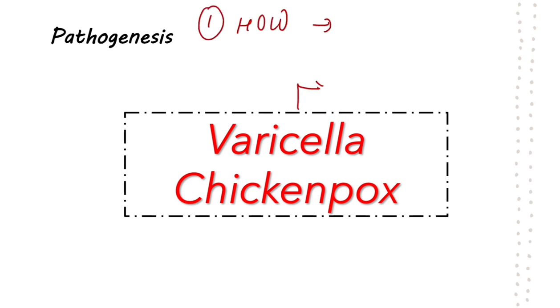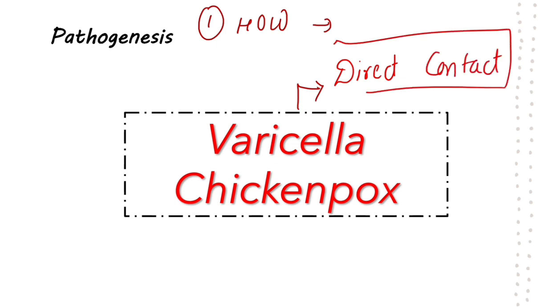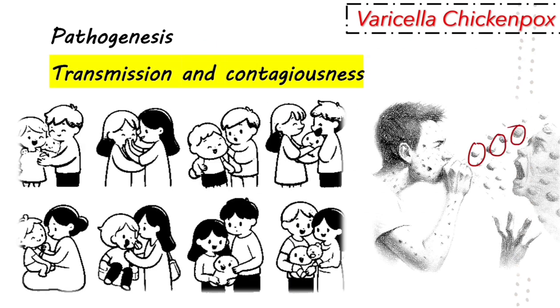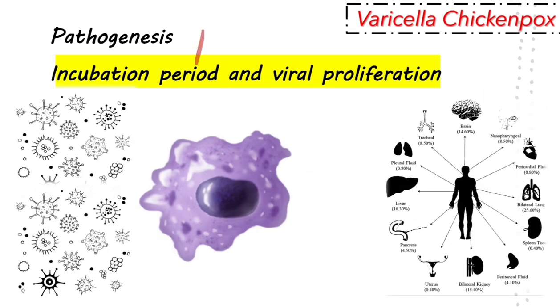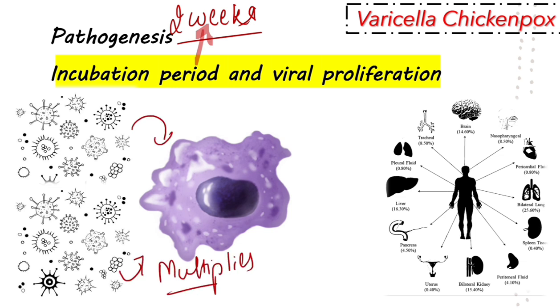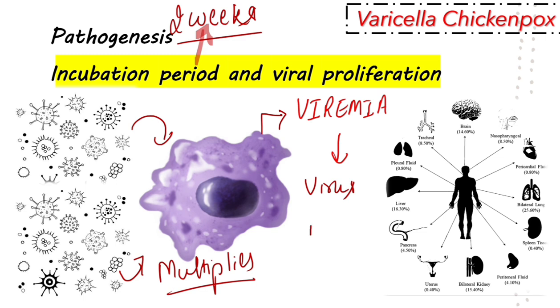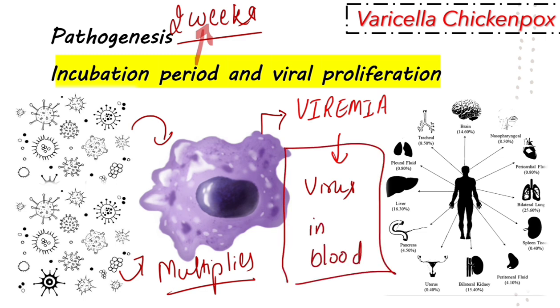Now, varicella is primarily transmitted through direct contact with contaminated droplets from the skin or by inhaling aerosolized virus particles. Now, these virus particles are highly contagious and they spread from person to person very easily. After the virus is transmitted into the new host, the incubation period for varicella zoster virus is approximately 2 weeks. During this time, the virus multiplies within the macrophages. This multiplication leads to viremia, that is presence of virus in the blood. Now the virus is in the blood, and from the blood, this virus will disseminate into skin and other organs of the body.